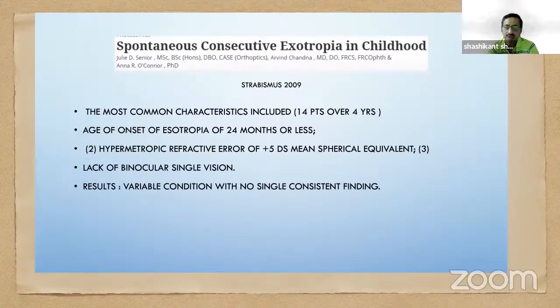If you see a child who has exo with DVD, we need to look at the FAT scans. FAT scans are nothing but family album tomography scans, to look for whether the patient had esotropia earlier and has spontaneously drifted into exotropia. This is a paper by Julie D. Senior, published in Strabismus 2009, where they looked at 14 patients over a 4 year period, and the onset of esotropia was 24 months or less, and they had a hyperopia of +5 and a mean spherical equivalent of +3. Most of these patients lack binocular single vision, and they have variable esotropia with no single consistent finding.